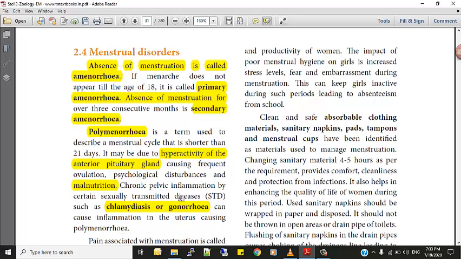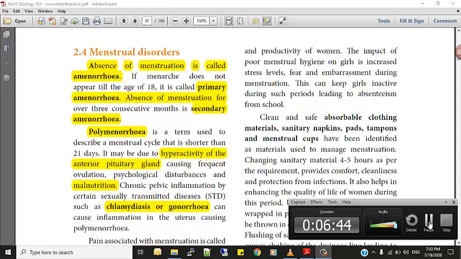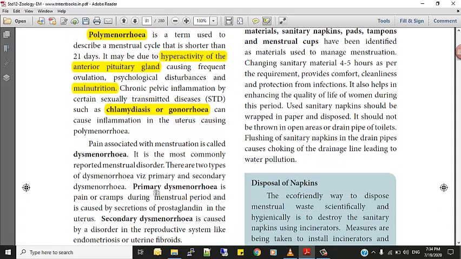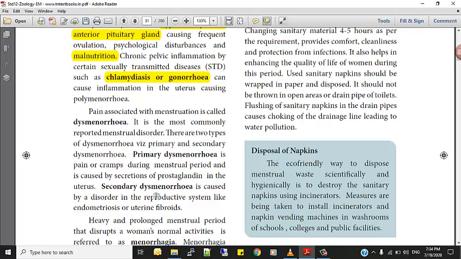So what are the causes for polymenorrhea? You will write all this. One is hyperactivity of the anterior pituitary gland. Second is ovulation, psychological disturbance, and malnutrition. Sometimes an STD like gonorrhea also causes polymenorrhea. You will write like this. Is it clear? Now we will go to another disorder.